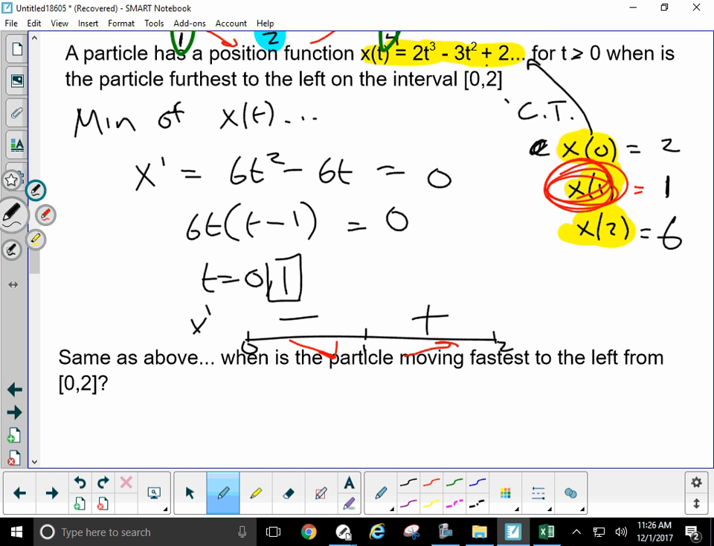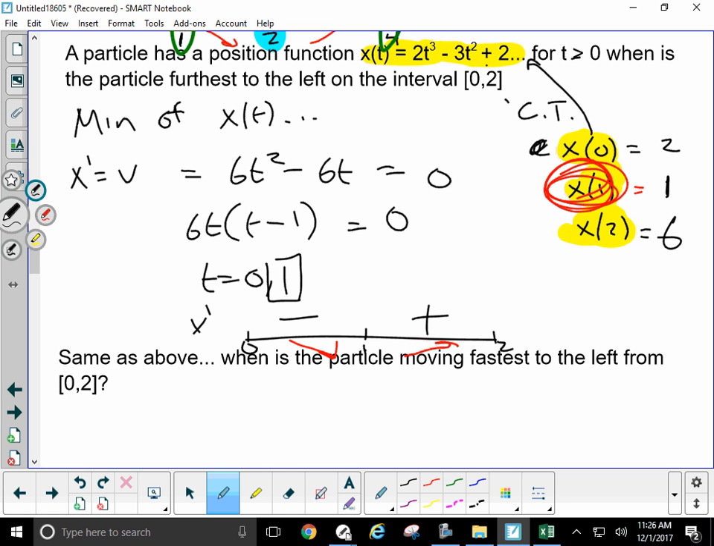All right? So, next question. Same as the question above. We're given a position function. It's important to know that for this next question, the derivative of position is your velocity. Okay, so we now have a velocity function.